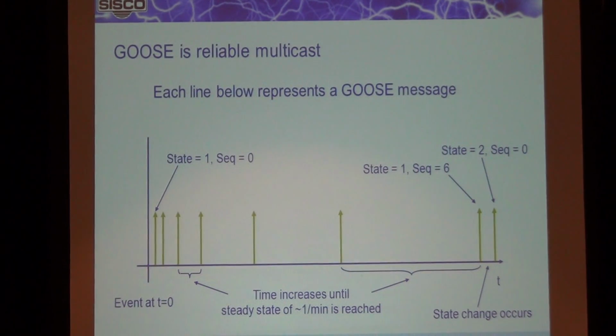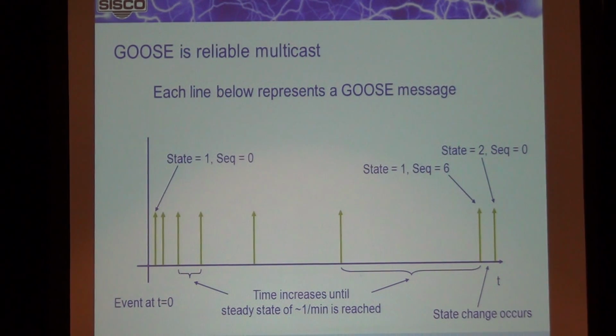Now, Goose is reliable because we're going to retransmit the same state information multiple times and designate that with a new sequence number each time we send it. So when a fault occurs in a substation, what you'll see is a device will start transmitting state information, in this case state 1, sequence 0, very fast. You'll get sequence 1, sequence 2, sequence 3, and the time allowed to live of each message stretches out over time and increases until you eventually get to a steady state of about once a minute.